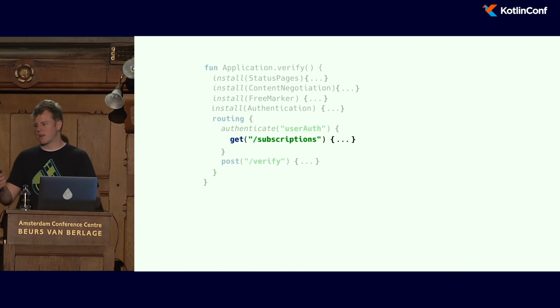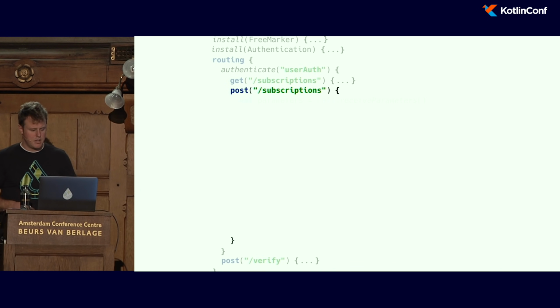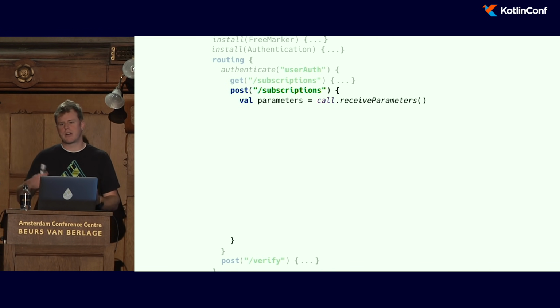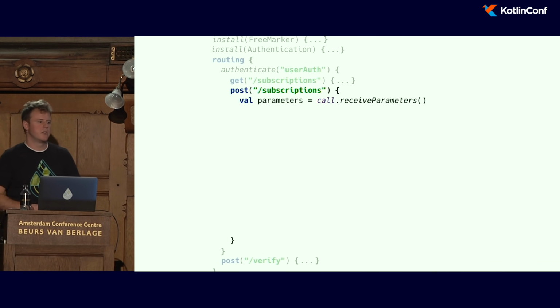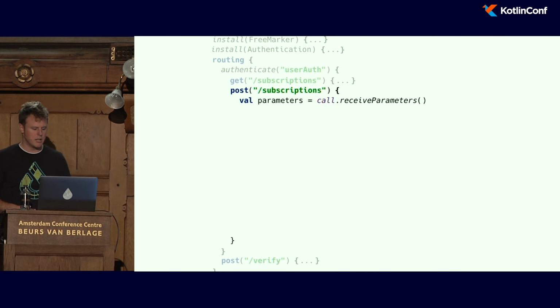So to do that, we're going to add a route under our authentication. It's going to be a post route, and we're going to receive parameters. So when you submit a form, you have parameters, just like in a get URL, you have the name equals value, and the same thing in a form, only that's in the post body. So we get those parameters. This parameter is effectively a map. It's a map of lists of strings with some added functionality to make it easier to query.